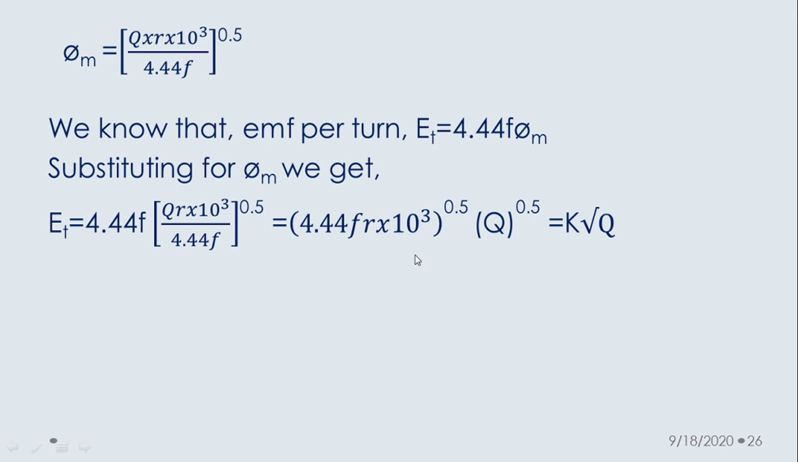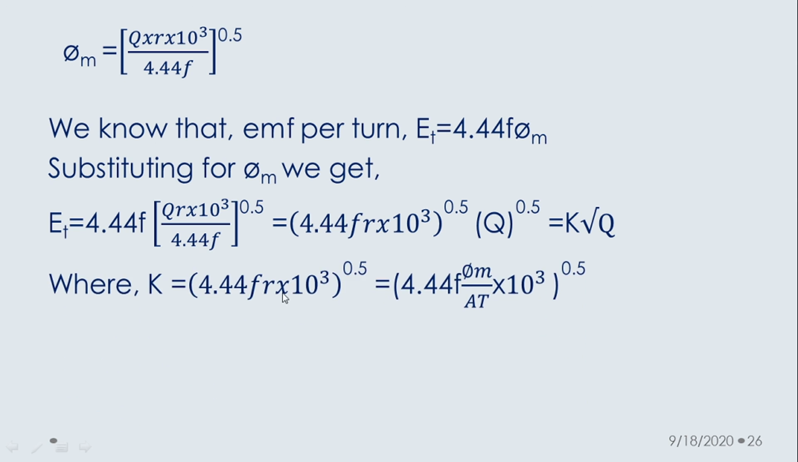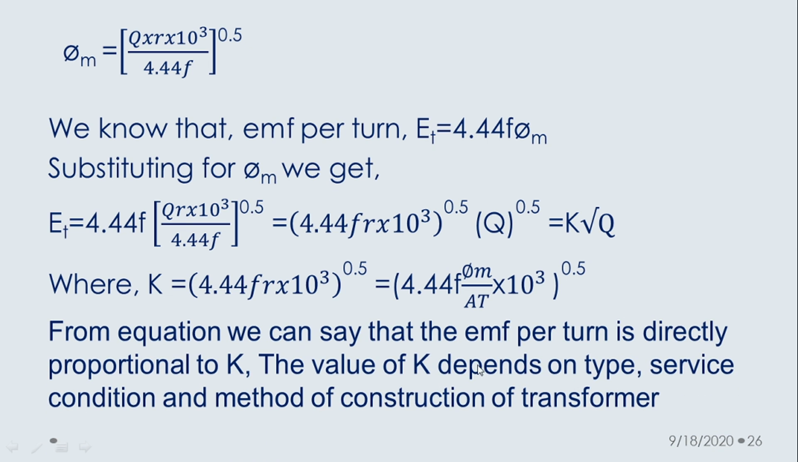Where K is nothing but the square root of 4.44 F R into 10 to the power 3. We can write R as phi-m by AT, so K equals the square root of 4.44 F into phi-m by AT into 10 to the power 3. From the equation we can say that the EMF per turn is proportional to K. Et is nothing but K into the square root of Q.